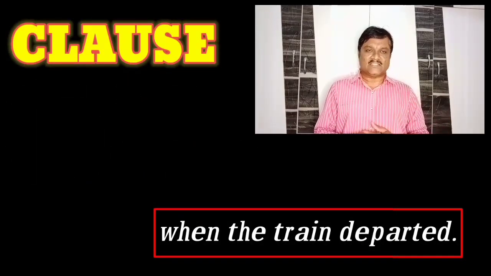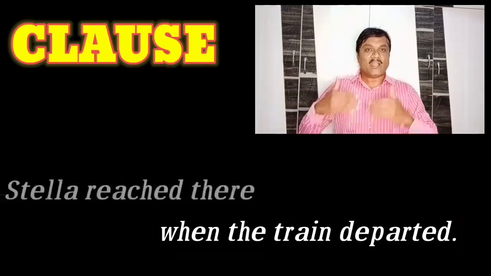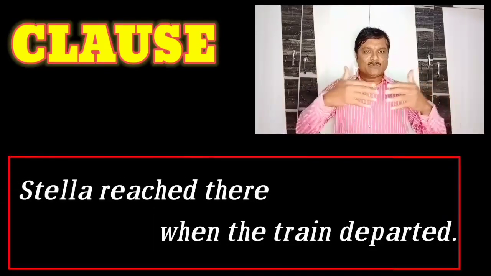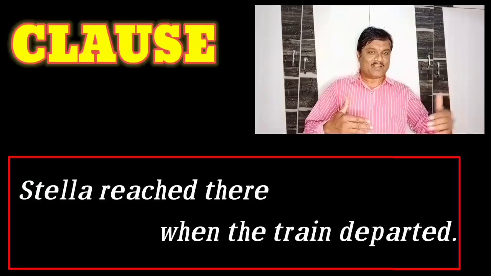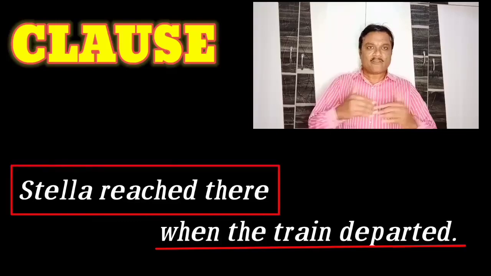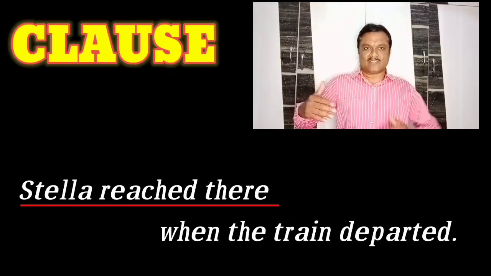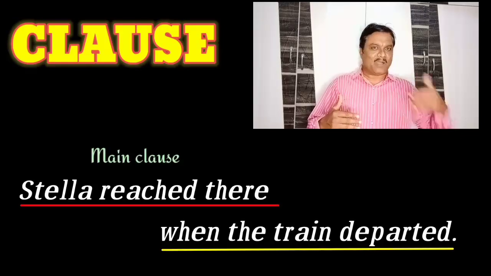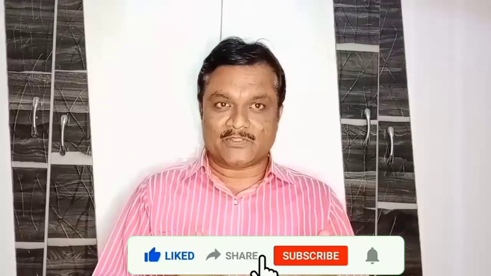So, to get the complete meaning of this clause, we have to go to its main clause, that is, Stella reached there. When we combine these two parts together, we get a complete sentence. Stella reached there when the train departed. So, when the train departed is a dependent clause that needs the help of its main clause, Stella reached there, to form its complete identity. So, Stella reached there is a main clause, and when the train departed is a subordinate or dependent clause. Well, friends, we are going to deal with these clauses in detail in the videos to come.